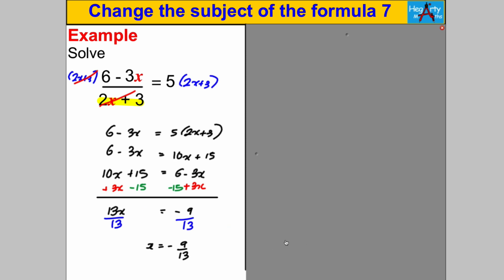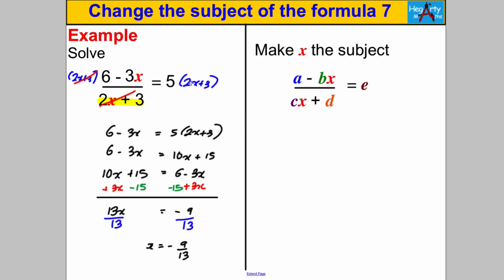Let's see if we can apply that to a really complicated change of subject. Pause and have a go yourself first. First things first, I need to get x off the denominator here. So I'm going to multiply both sides by cx add d. It's my only option.